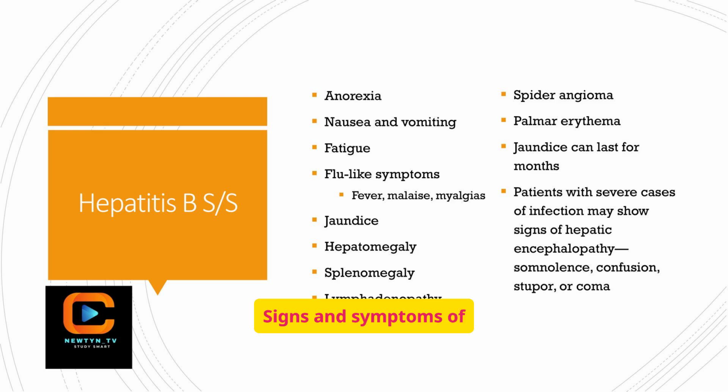Signs and symptoms of hepatitis B include anorexia, nausea and vomiting, fatigue, flu-like symptoms, jaundice, hepatomegaly, splenomegaly, lymphadenopathy, spider angioma, and palmar erythema. Severe cases may show signs of hepatic encephalopathy, such as somnolence, confusion, stupor, or coma.